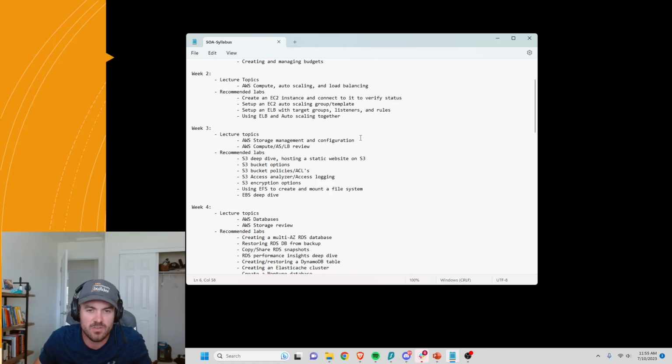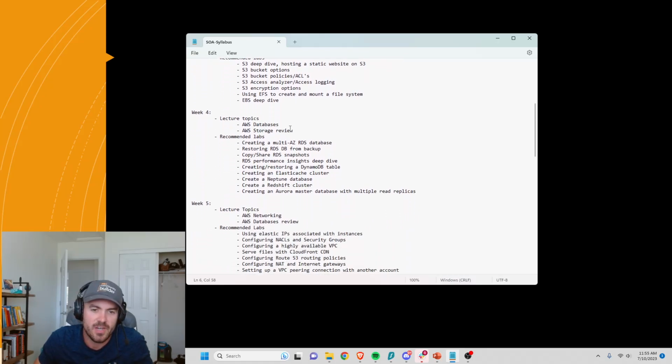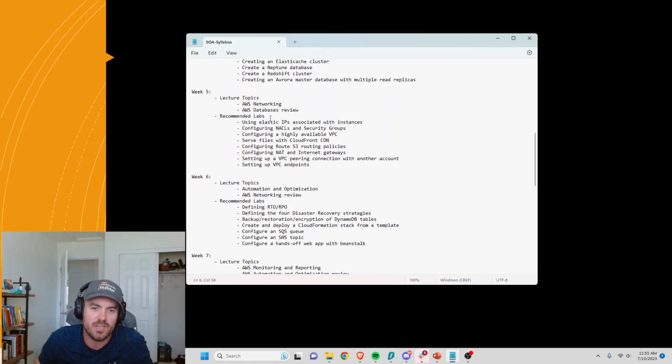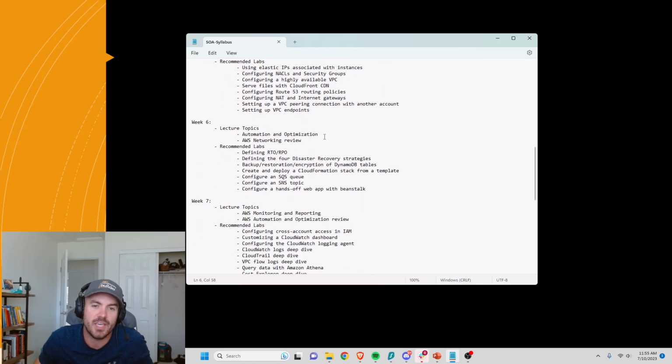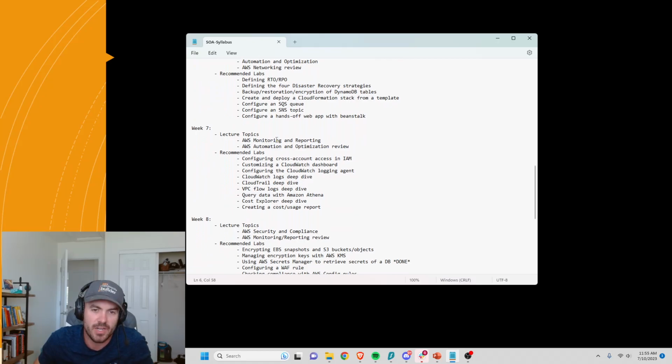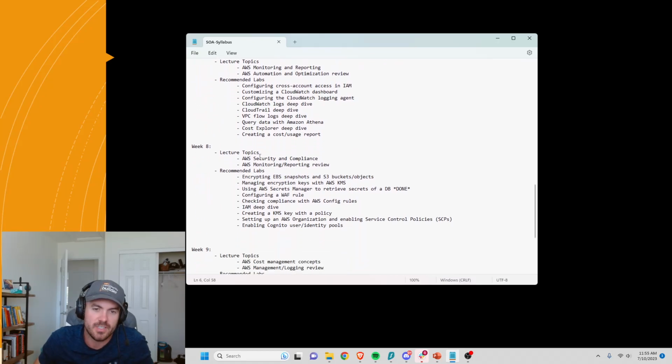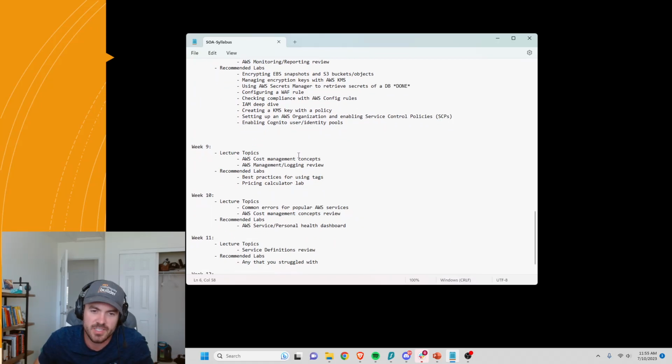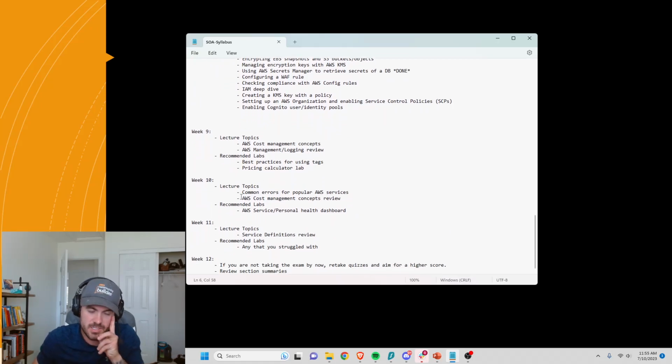So week 3 is going to be storage management and configuration, databases next, followed by networking, followed by automation and optimization. Then we're going to touch on monitoring and reporting, security and compliance, cost management concepts, and then we're also going to look at some common errors for popular AWS services. As a SysOps admin, again, one of those domains is monitoring for errors and remediating those errors. So we're going to look at some so that if you get asked about them on the test, you've seen it before, you know what the cause is, you know what the solution is, okay?